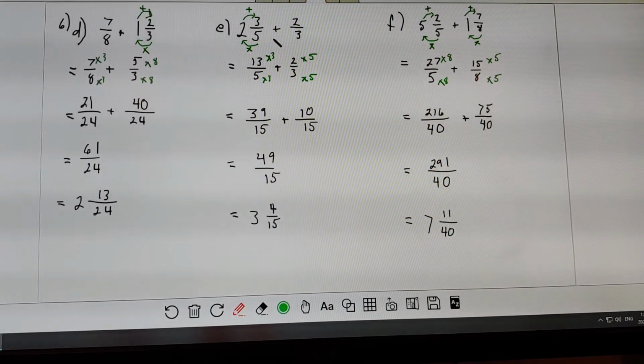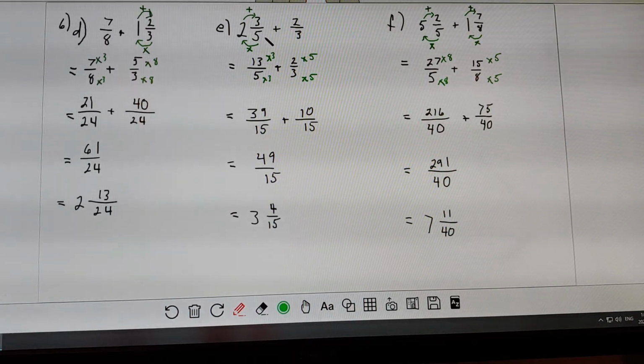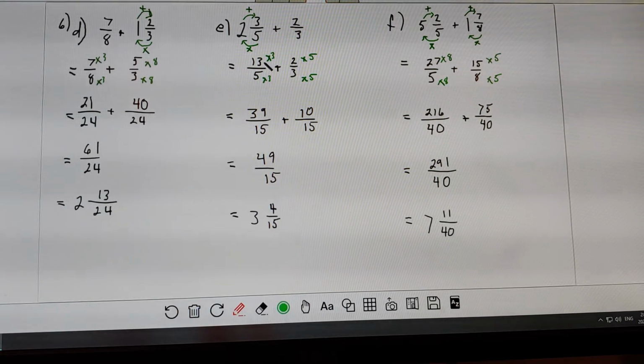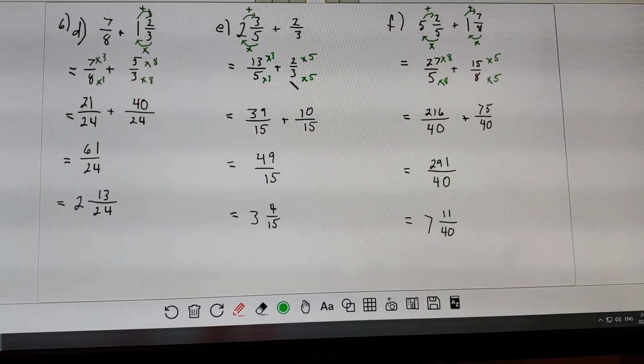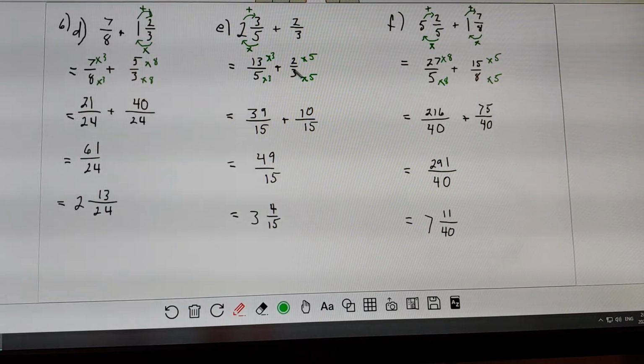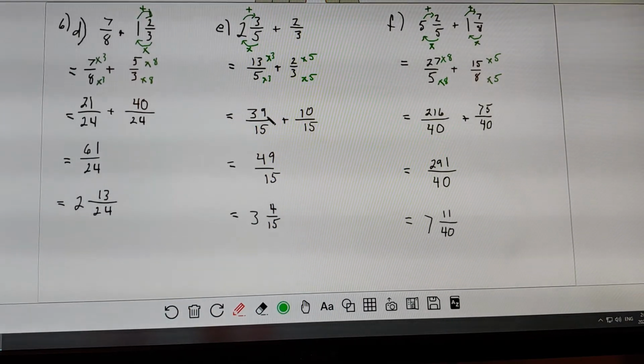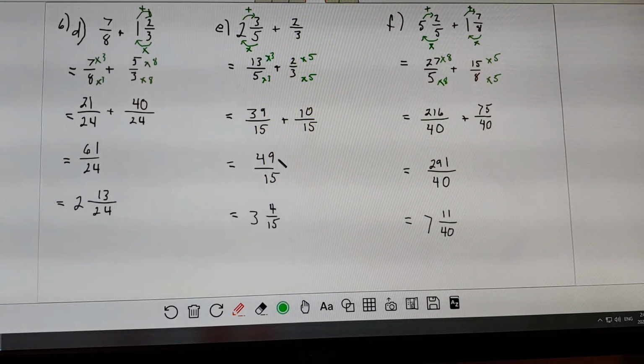Okay. So over to E, same thing. I've got a mixed number. Let's make it an improper fraction. 5 times 2 is 10, plus 3 is 13. So I have 13 fifteenths and 2/3. These are both prime numbers, so for sure we're multiplying together. So this whole thing gets multiplied by 3, this gets multiplied by 5. And again, those numbers are coming from the other denominator. Gives us 39 fifteenths and 10 fifteenths. Add the numerators together, I get 49 fifteenths.